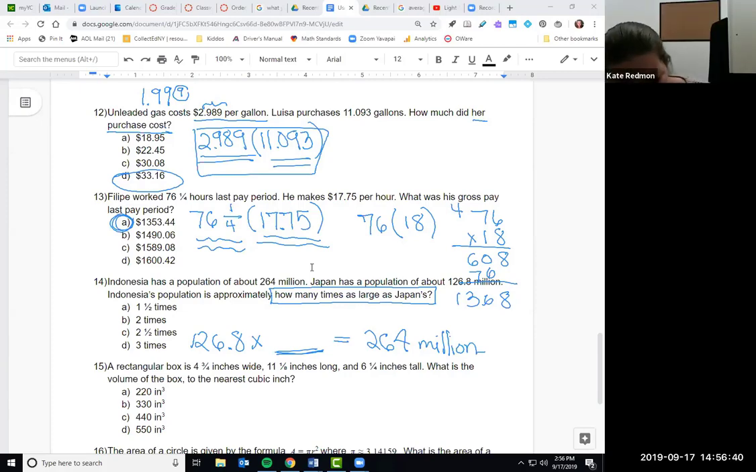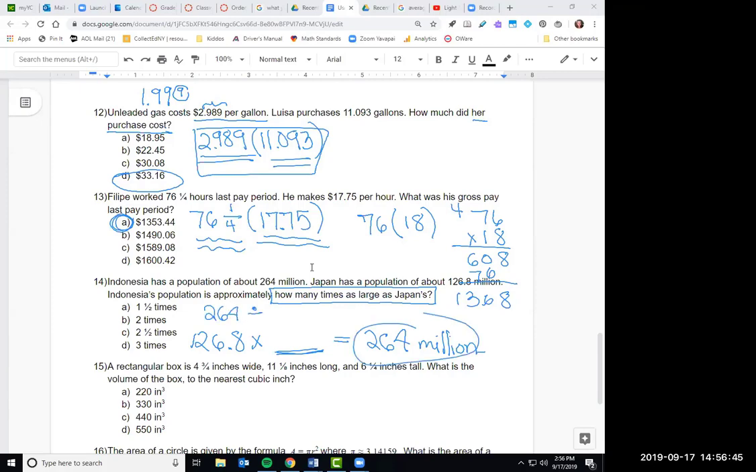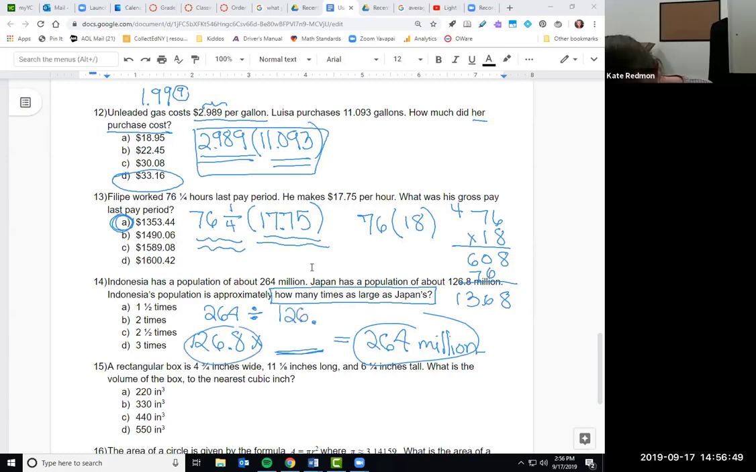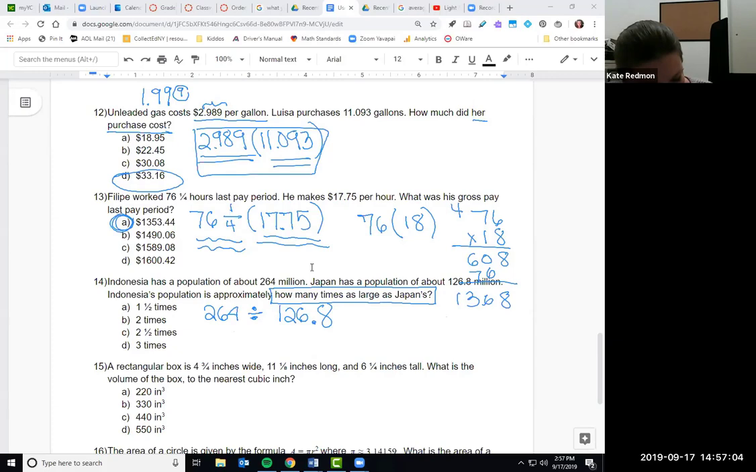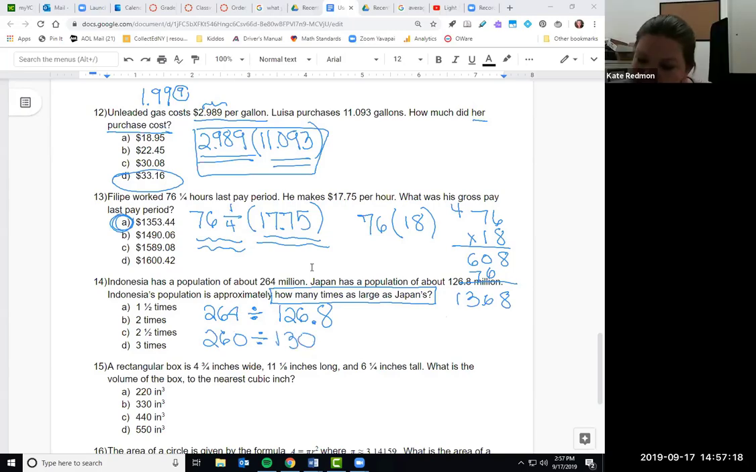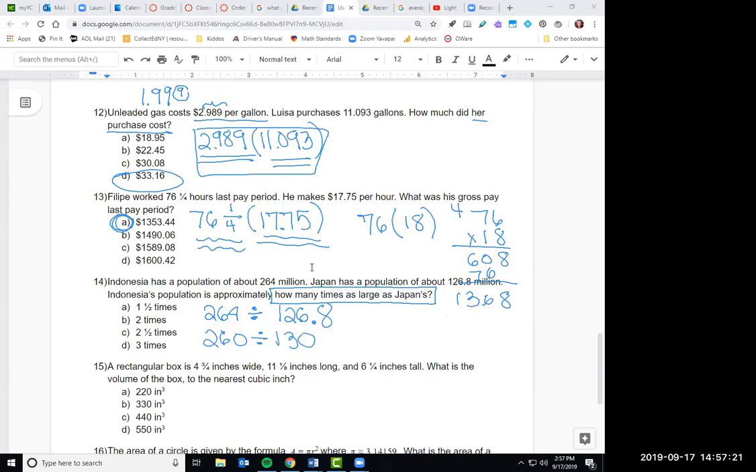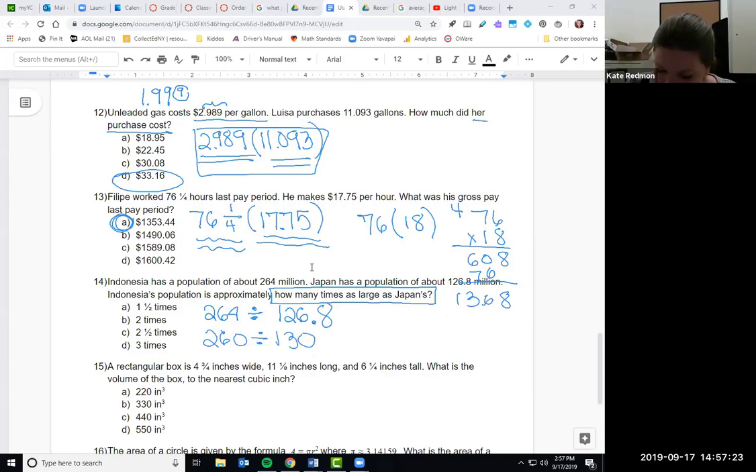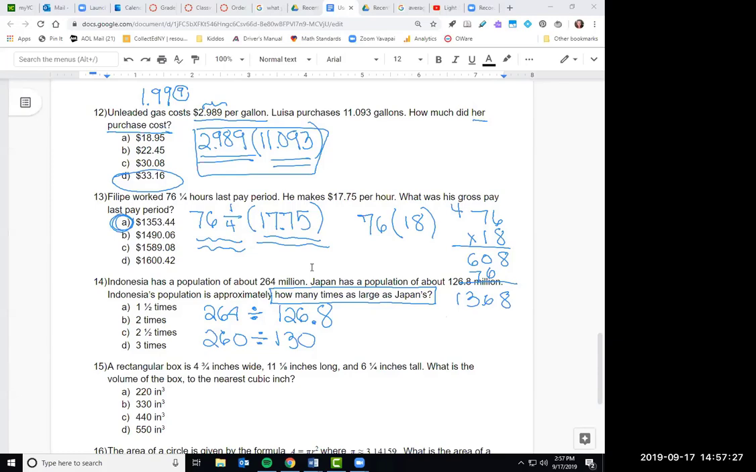I could start with what would have been the answer, divide by the other number, and that will give me how many times as large. Rounding these numbers, you can estimate in a hurry. I'm going to round 264 to about 260, and 126.8 is about 130. So 260 divided by 130 is perfectly 2 times. So I'm going to say it's B.